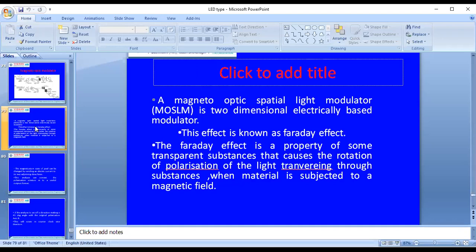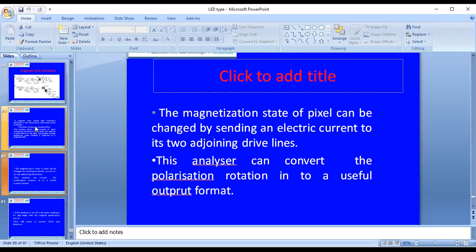Once it is affected by the magnetic field, the rotation of polarization is going to change, while the light will be in the transverse mode only. So changing this transverse mode of polarization is based on the Faraday effect only. The magnetization state of the pixels can be changed by sending electric current to its two adjacent drive lines. This analyzer can convert the polarization rotation into a useful output format.